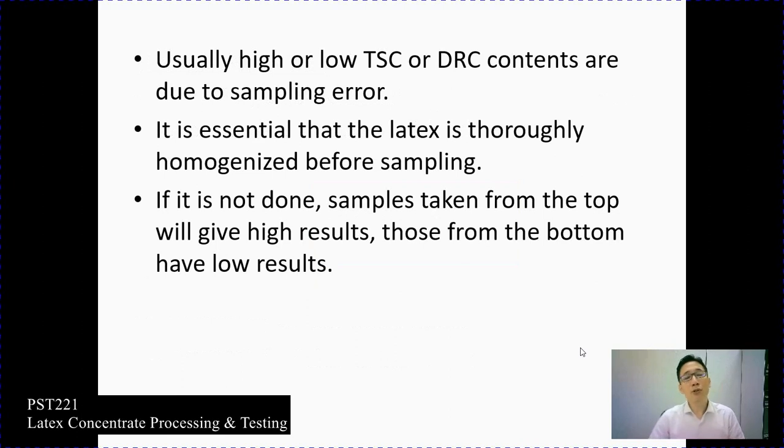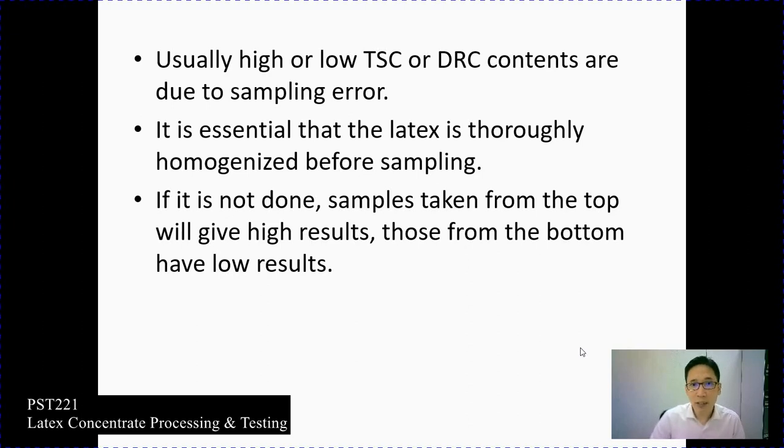Okay, usually high or low TSC or DRC content is due to sampling error. So sometimes I will ask students to do replicates for this testing, so that you try to minimize the error during sampling. So if you do 3 to 5 samplings for each of the latex, you can probably discard 1 or 2 values, so that you will have a good value of TSC.